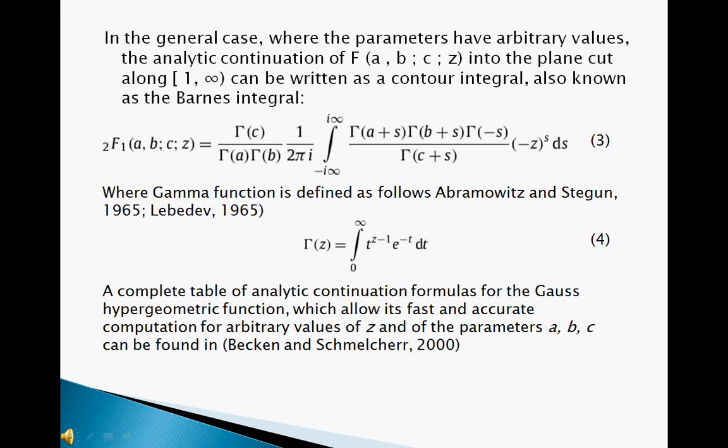A complete table of analytic continuation formulas for the Gauss hypergeometric function which allow its fast and accurate computation for arbitrary values of z and of the parameters a, b, c can be found in the paper of Becken and Schmelcher.